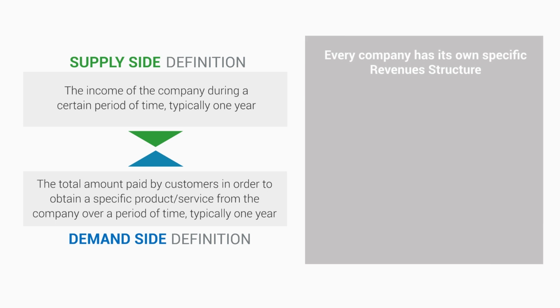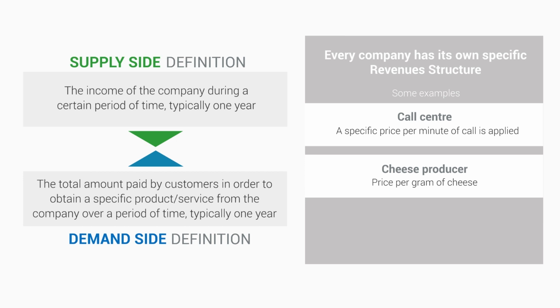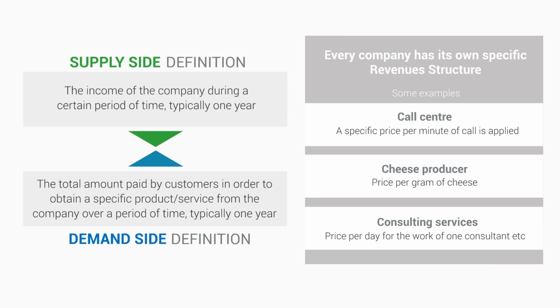Every company is different and each has its own specific revenue structure. To take some examples, in a call center, a certain price per minute is applied. A cheese producer will charge a price per gram for their cheese, whilst a consulting firm will bill a price per day for a consultant's time.